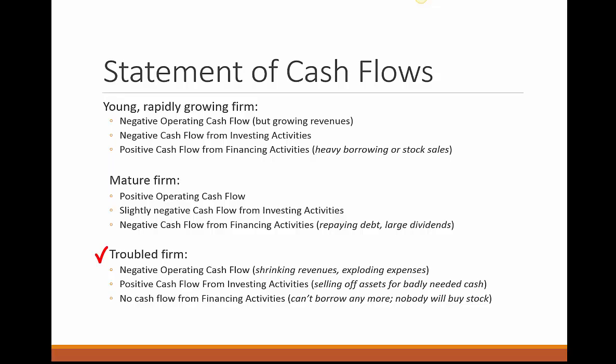Finally, for a troubled firm, what one might see is negative operating cash flow. And this is where a firm maybe would have shrinking revenues or rapidly increasing expenses, so not really good things that bode well for the future. It might have positive cash flow from investing activities because the firm is selling off assets for the cash that they desperately need. And then no cash flow from financing activities because the firm can't borrow anymore. There are no lenders willing to give them more money because they're too big of a risk. And likewise, no investors are willing to buy equity in the firm.